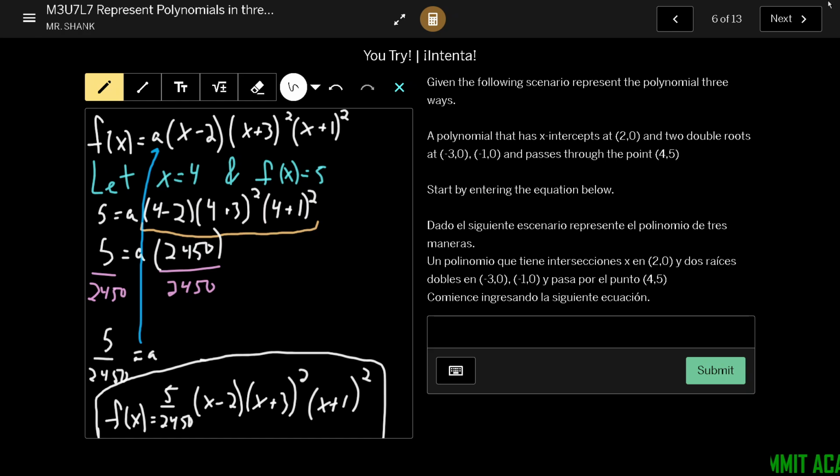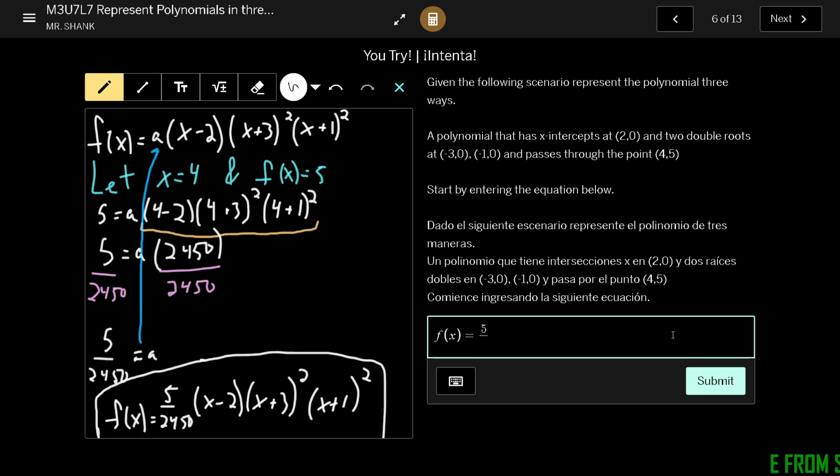All right, so let's type it in. I have f parentheses x equals, make a fraction, 5 over 2,450. Parentheses x minus 2, parentheses x plus 3 squared, and parentheses x plus 1 squared.